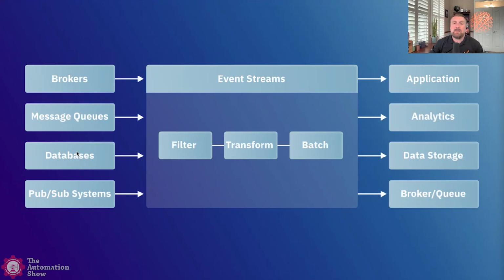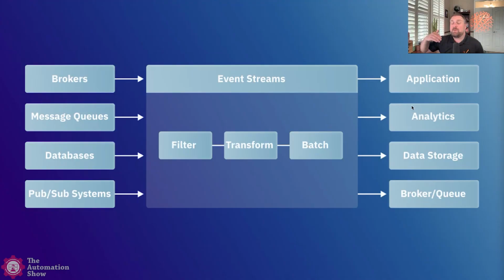And the idea is that you build these streams, and every stream can have a source. So I can look for data coming from an MQTT topic, a Kafka topic, a tag, a message queuing system, a database. And when that data comes in, we can then filter it, we can transform it, we can batch it, and then we can send it somewhere.